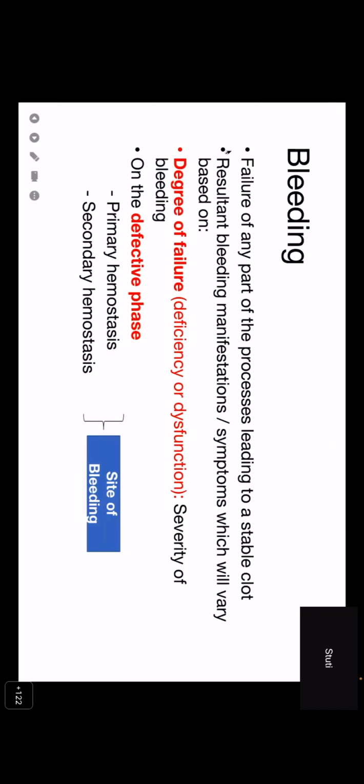Okay. So bleeding results from failure of any part of the process leading to a stable clot, and the resulting bleeding manifestations will vary. The extent of deficiency will determine the severity of bleeding, and which phase is defective, whether it's a primary hemostatic defect or secondary hemostatic defect, will determine the site of bleeding.